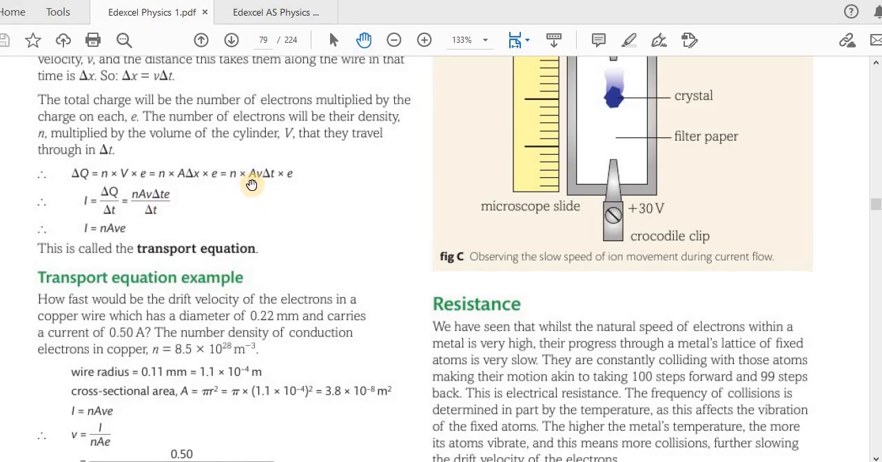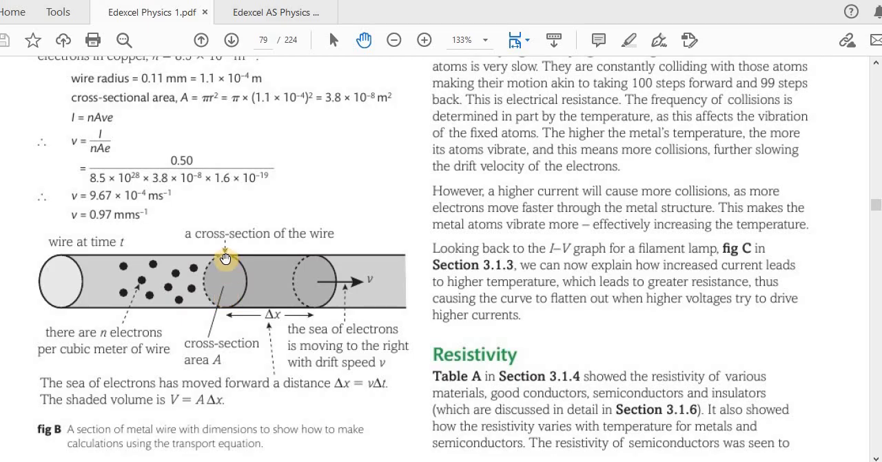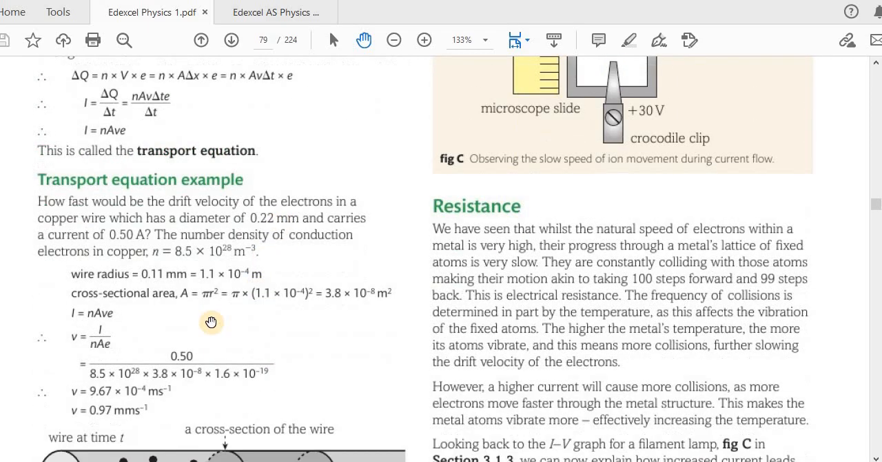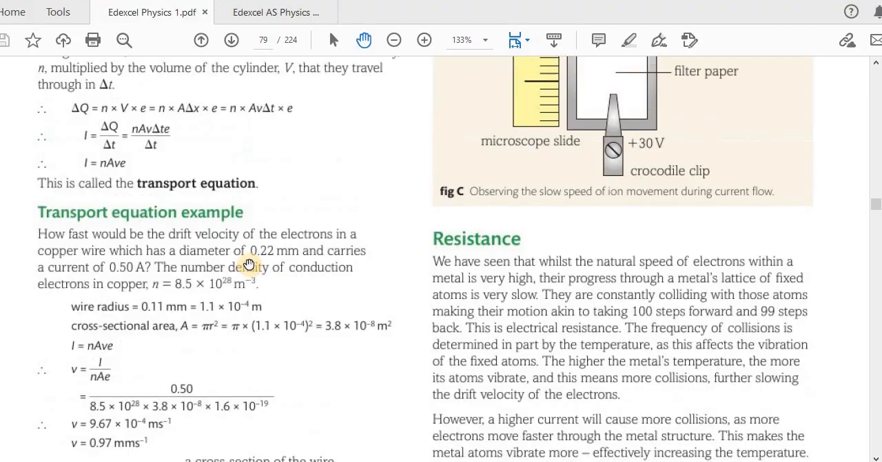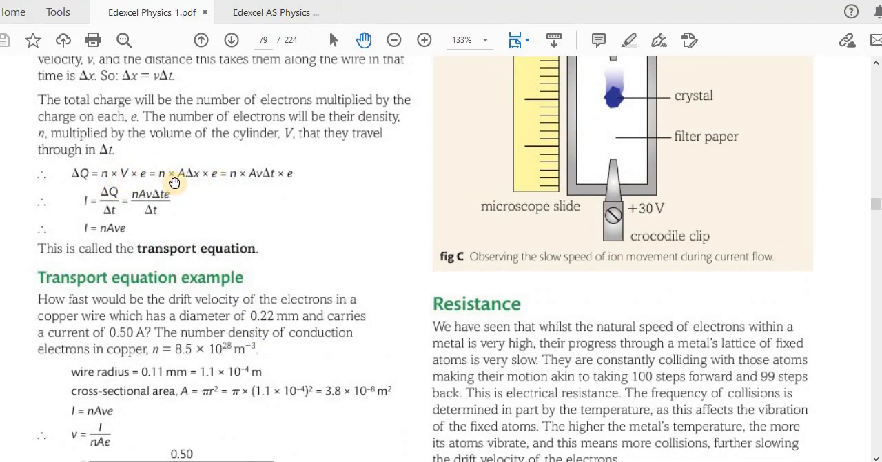So capital A times delta x, but delta x is what? v times delta t. Can you see that here? v times delta t is delta x. So A times delta x is equal to V. Over here you can see that V is A times delta x, but delta x is v times delta t. So that's why instead of writing delta x, we have written v times delta t here.